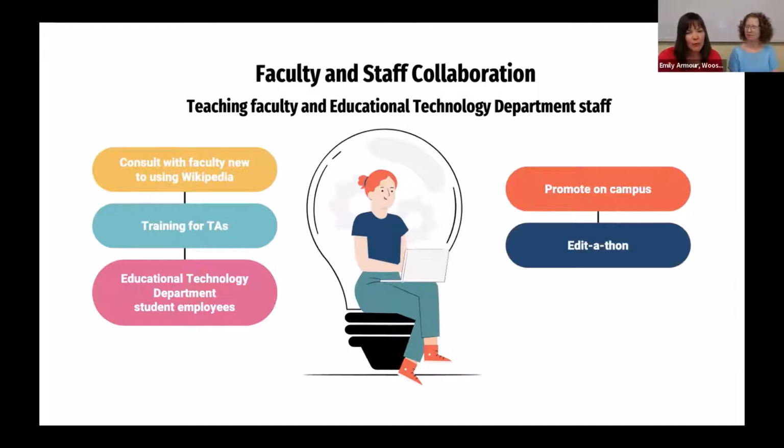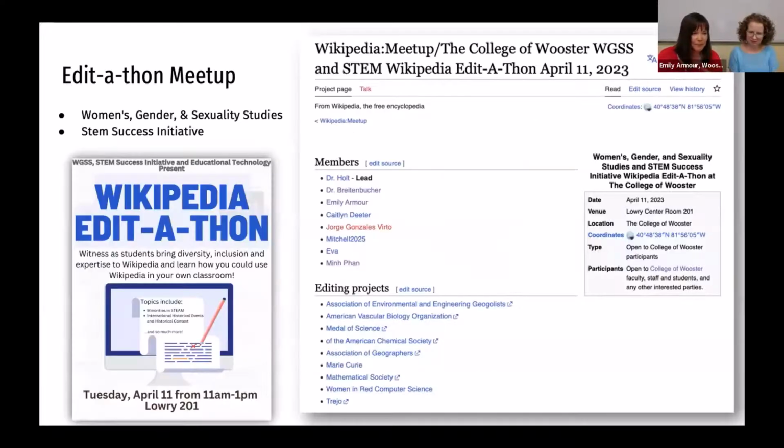And then we try to promote it on campus and support people like Dr. Holt. Like, for example, when we had the presentation from the WikiEDU staff, and are making those arrangements. And then lastly, an edit-a-thon. So we did host an edit-a-thon this spring. Dr. Holt also works with women's gender and sexuality studies, and then got some faculty from the STEM Success Initiative to come together in our student center for a couple of hours, have a meetup page on Wikipedia where students could link the projects that you can see there.